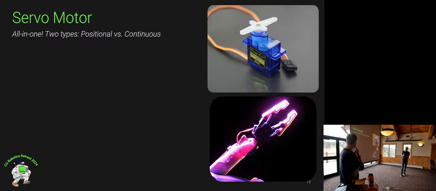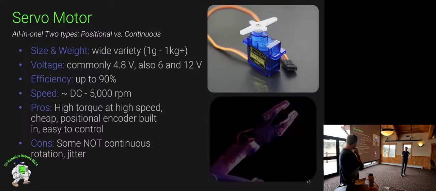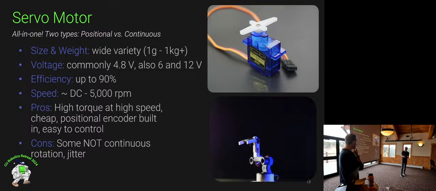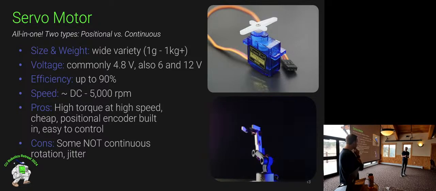Then we have a servo motor, which is typically a DC motor with an encoder or some sort of reduction on it. So this is a pretty common servo motor. You can see the gear reduction in here. And so these are pretty nice. They also have a wide variety, are pretty efficient, and have high torque at high speed.